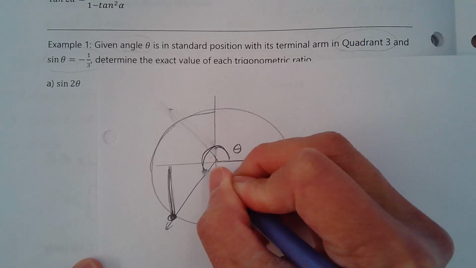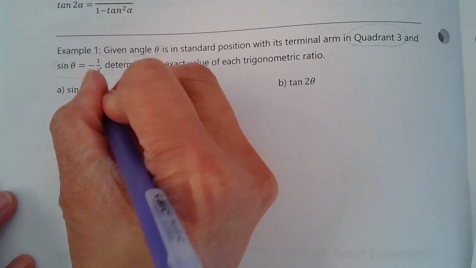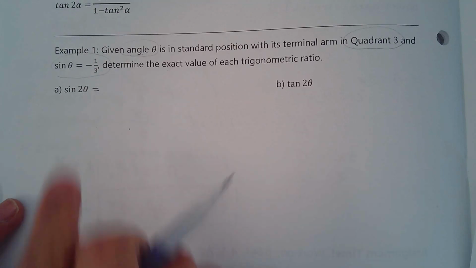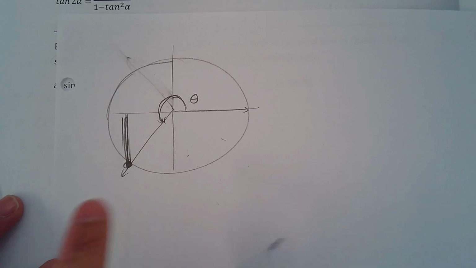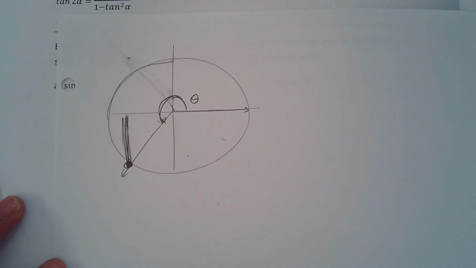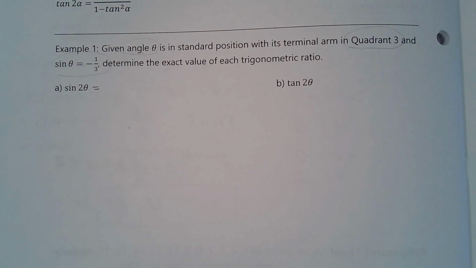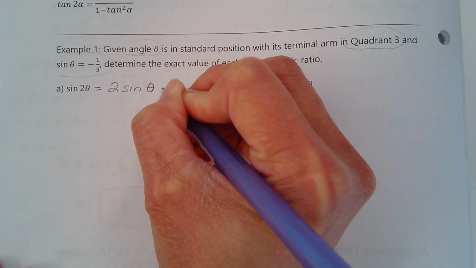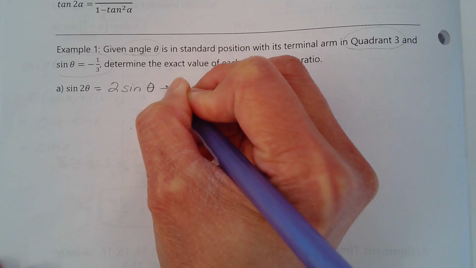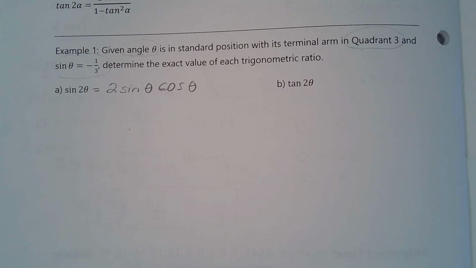So here we go. What does it say when we say sine 2 theta? Well, sine 2 theta means you're doubling the angle. So sine 2 theta is the same thing as saying 2 sine theta times cos theta. Okay, so that's the equivalent of that.